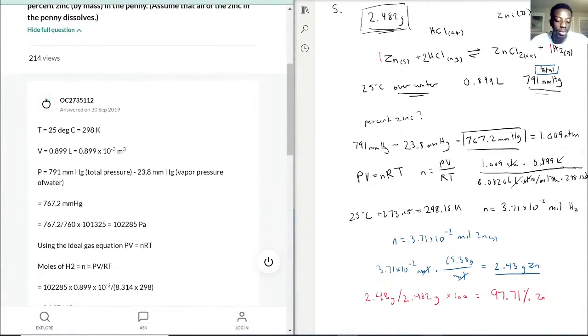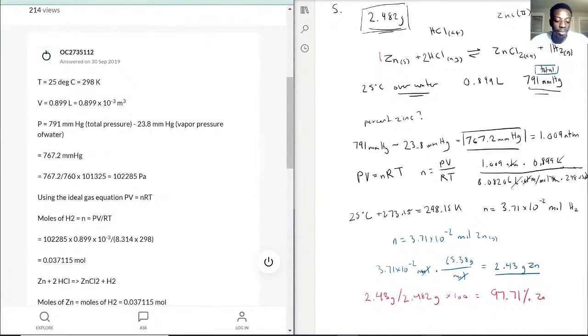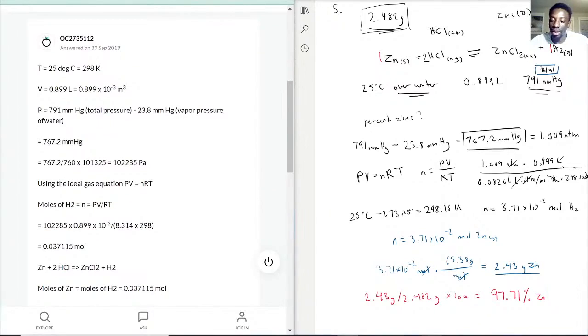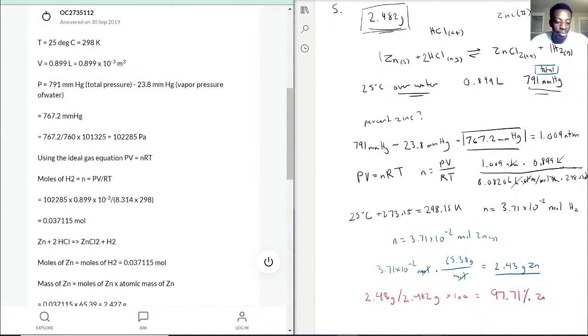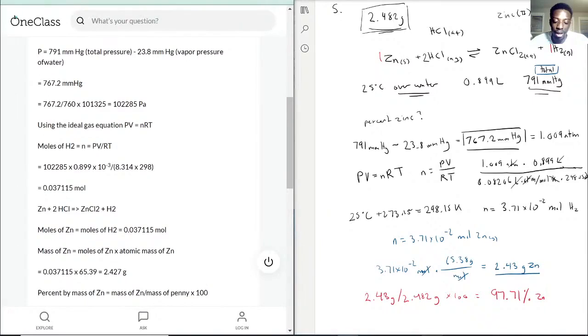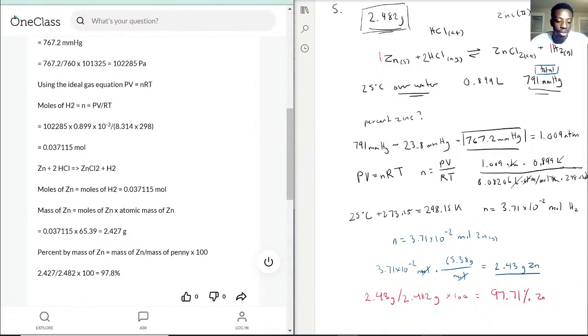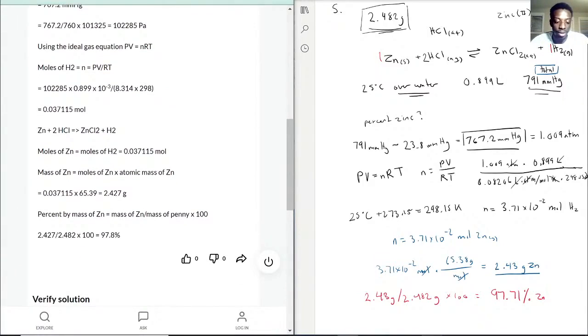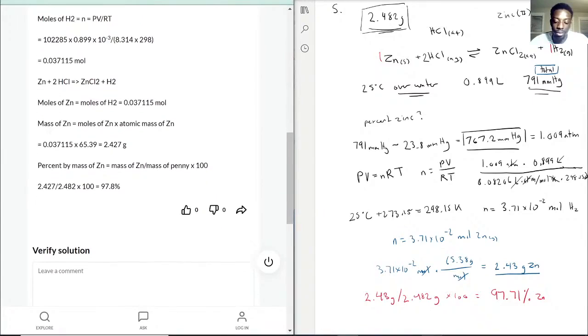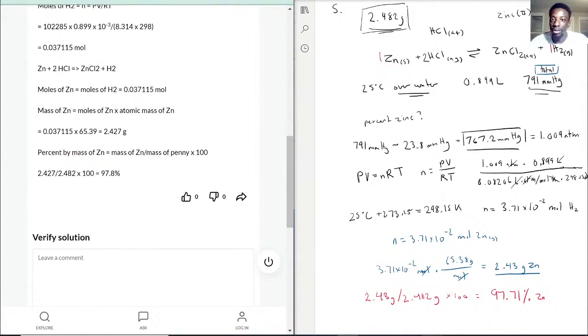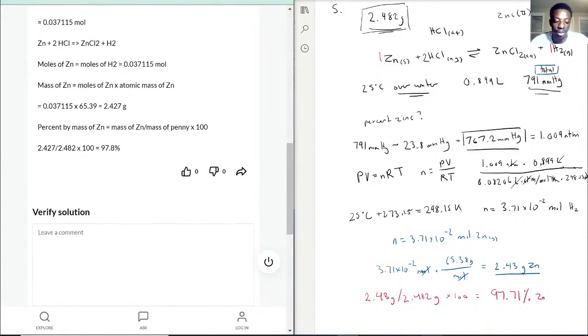Okay, so let's see what they did. Yep, they accounted for the vapor pressure of water. They use a different number, but it still ends up with a similar mole count because they use different units. So they use a different R constant because they did it in pascals and kilopascals. So they still get the 3.71 times 10 to the negative 2 moles, and in the end we still end up with 2.4 grams of zinc, and that means 97.7. They did get 97.8, but that's just depending on how you round it.